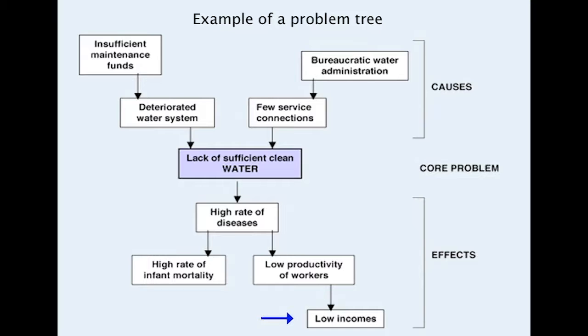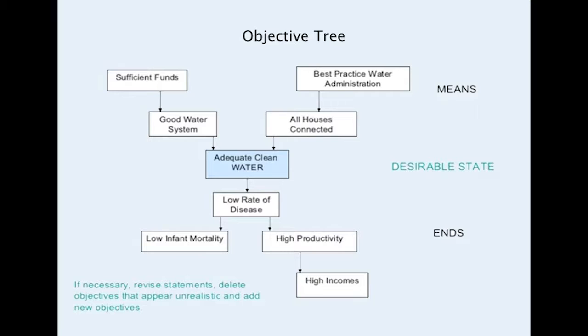This is converted to an objective tree. We have seen the causes and effects that are causing the problem in the problem tree, which turns into an objective tree. In the objective tree, as seen here in the example, the desirable state is adequate clean water. How is it obtained? The means are sufficient funds, hence good water system, best practice water administration, and all houses connected. And what are the ends? Low rate of diseases, low infant mortality, high productivity leads to high incomes.